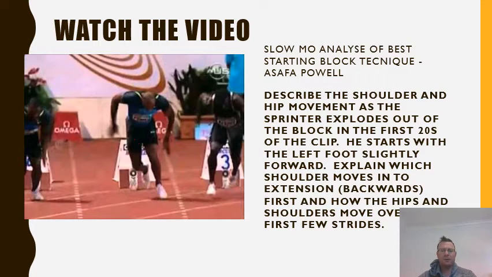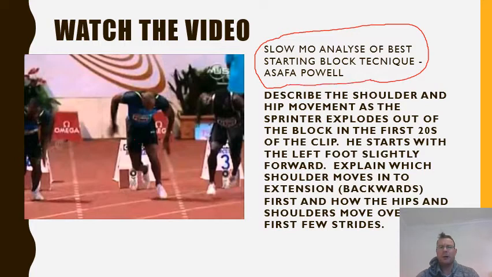So he starts with the left foot slightly forward, which is going to mean a slight hip flexion and a slight knee flexion to get there. I want you to tell me which shoulder moves into extension, i.e. moves backwards first, and how the hips and shoulders move over the first few strides. So you're going to need to take the hard copy of this presentation, or quickly go to YouTube and type this in. I'll let you do that and then return in a few seconds, okay?